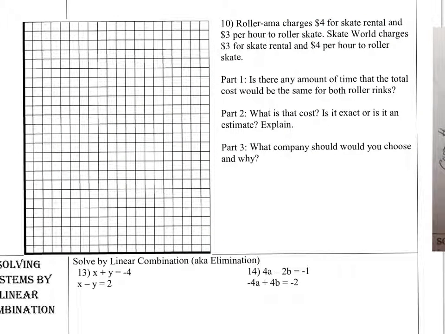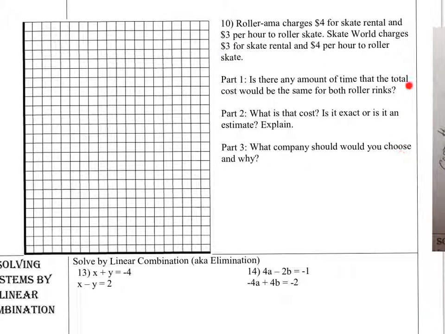Okay, so on the back of the page of the Beyond the Bell systems review, we're going to be looking at word problems, and we're especially, you and me, going to look at number 10. So let's read it together. Rollerama charges $4 for skate rental and $3 per hour to roller skate. Skate World charges $3 for skate rental and $4 per hour to roller skate.